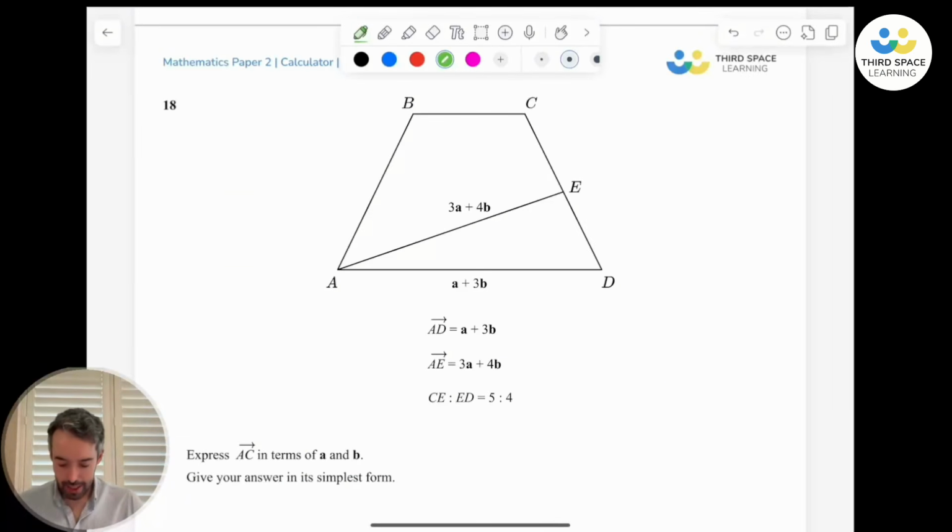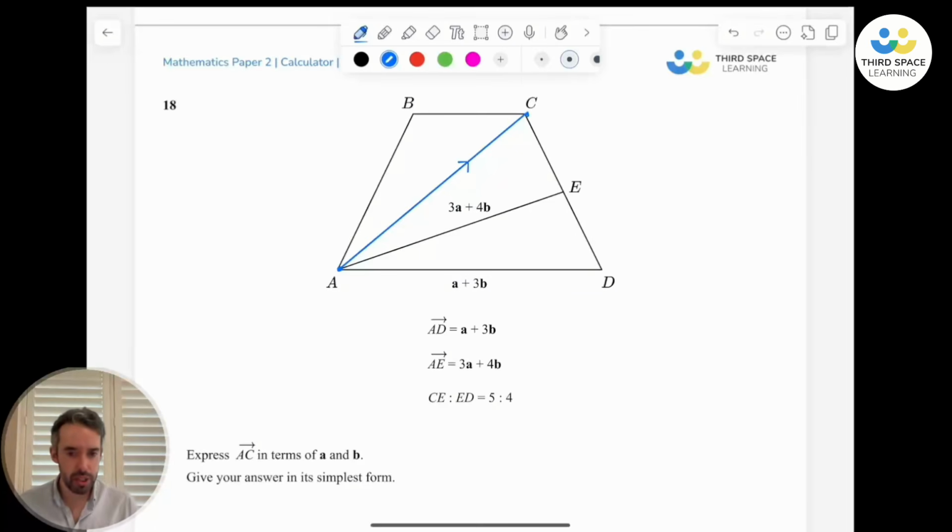Let's express AC in terms of a and b. So we've got some vectors here. This is good. We're going to go from A to C, from there to there. So I need to work out a way of getting from here all the way to here in terms of little a and little b.